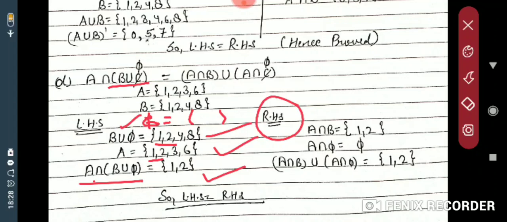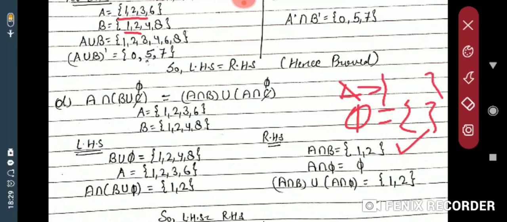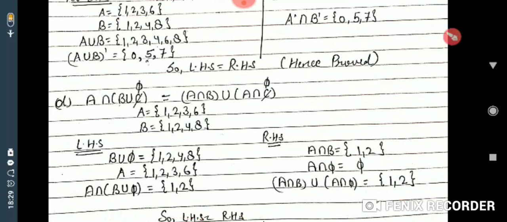Now let's come to RHS. You have to verify. That means you have to prove that LHS is equal to RHS. So A intersection B means the common elements of A and B. What are the common elements of A and B? Just see, 1 and 2. So A intersection B is 1 and 2. Then A and empty set, intersection, no element is common between these two sets. So empty it will be. Now you have to find union. Union means all the elements, so 1 and 2. So LHS is equal to RHS. Thank you.